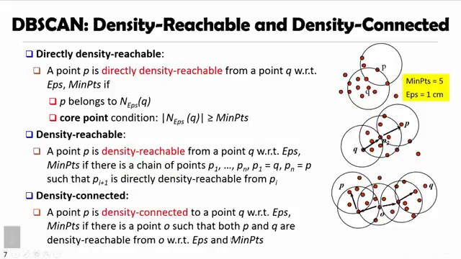Then we define another notion called density connected. We can say point P is density connected to point Q if there exists a point O which is density reachable to P and also density reachable to Q. That means P and Q both can be at the border, but as long as there is a point O which can be density reachable to these 2 points, then these 2 points are density connected, or we say they are in the same cluster.